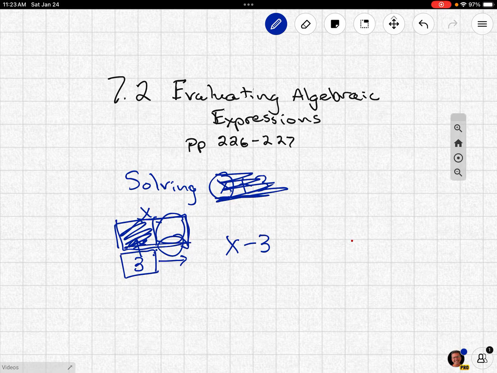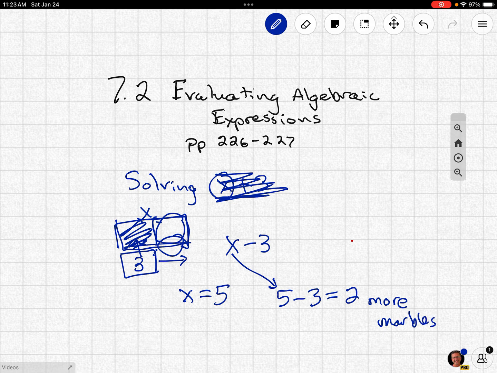So when x is, it says to know exactly how many more marbles Simon has than Cynthia, you need to know the value of x. In other words, you have to know how many Simon has. So let's say the first example says that x is equal to 5. Then we would do 5 minus 3 equals 2. See, the 5 is taking the place of the x. So that means that Simon would have 2 more marbles. If he has 5 and she has 3, he has 2 more, because 5 minus 3 is 2.